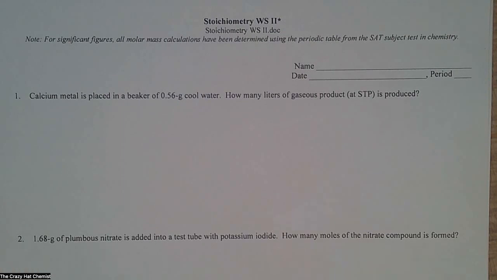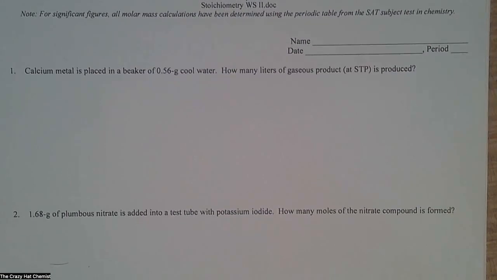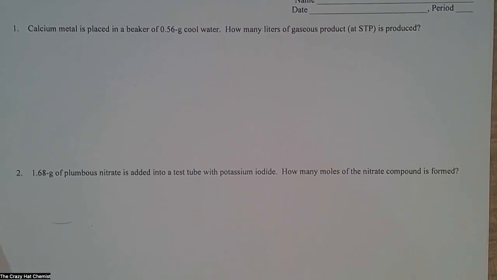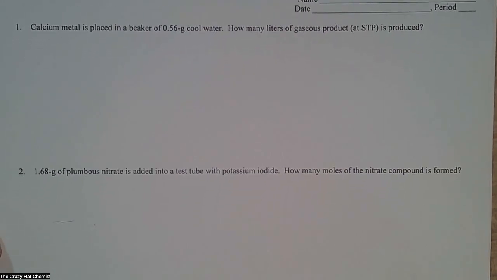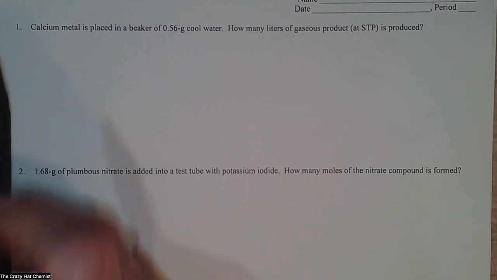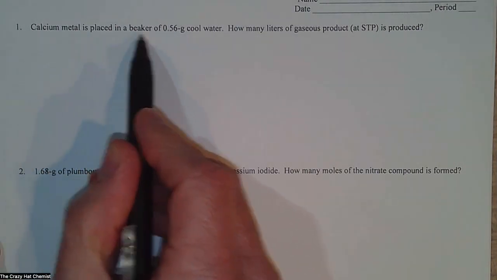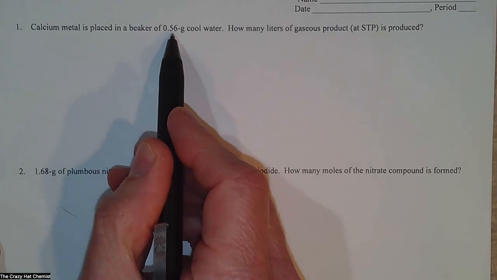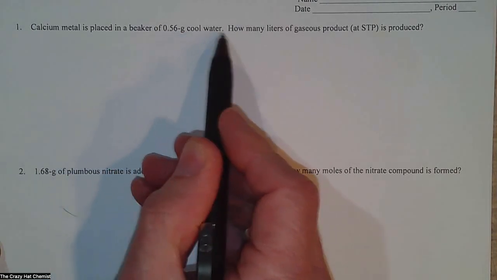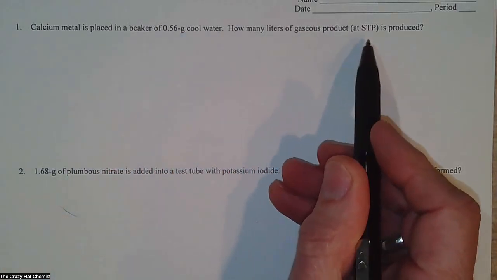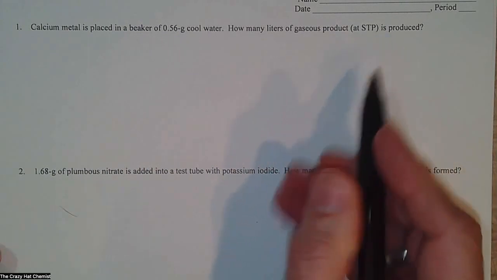All right, so here we go. Without further ado, let's attempt to do number 1 on stoichiometry worksheet number 2. Here we go. It says calcium metal is placed in a beaker of 0.56 grams of cool water. How many liters of gaseous product at STP is produced?